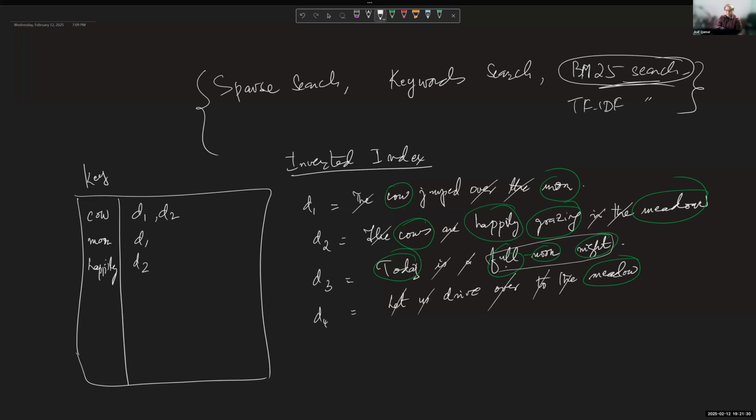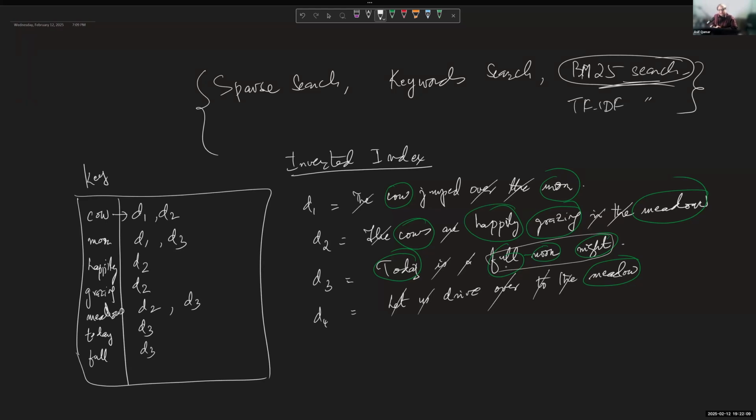For example, the word we encounter is cow, and we say it was in D1, and the word moon also in D1. Then we go to the next document, and we say cows, it's in D2. And we see the word happily, it is in D2. By now you must be getting a sense of what we are doing. Grazing, D2, and meadow, D2. Then we go to D3: today, D3; full, D3; then moon is already there, so add D3; and meadow, D3. And so we create what is called a key followed by a list of documents that contain it. It's a simplified way. We haven't brought in BM25 or TF-IDF, and let's skip it.